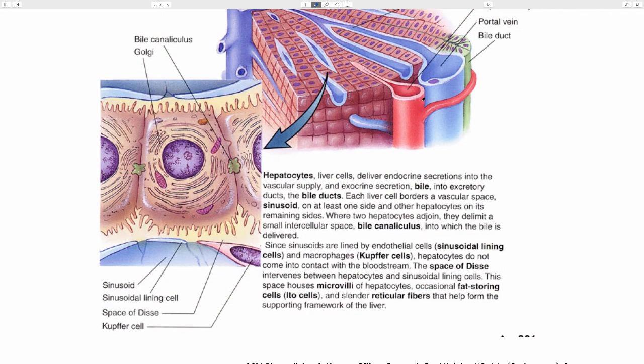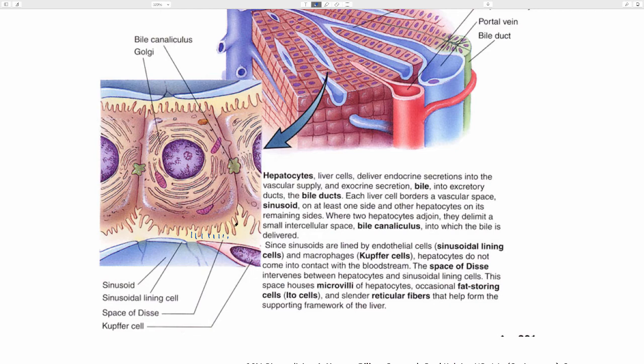Notice I mentioned that space of Disse earlier. So here's a sinusoid. So here's the blue, the sinusoids, and they're lined in endothelium. Here's a Kupffer cell, a macrophage. And then notice there's a little space between the endothelium and the hepatocyte. And this is the space of Disse. This is where the lymph collects. And this will actually drain itself out into a different system through the lymph nodes. So that's very important here.